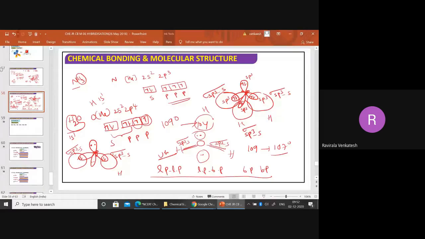So this is about ammonia. Now in VBT we get one question: in ammonia the bond angle should be 90 degrees, so why is it 107 degrees? Because of the repulsions. Similarly in water, the bond angle should be 90 degrees, but you have 104 degrees because of the lone pair repulsions.